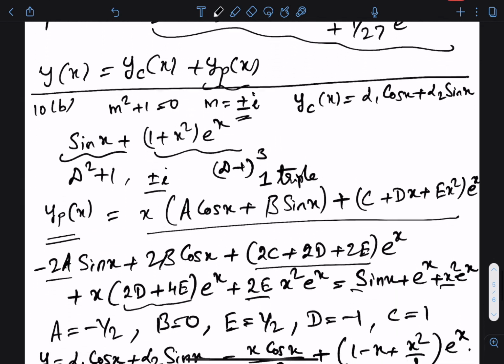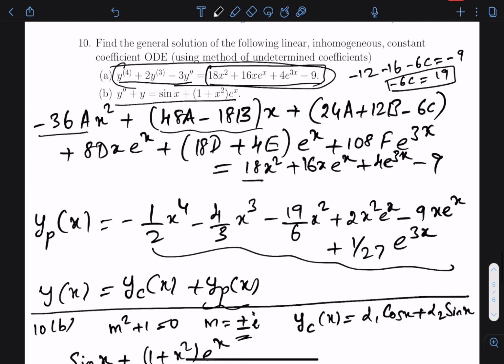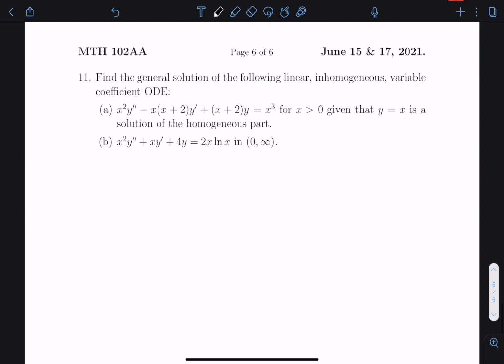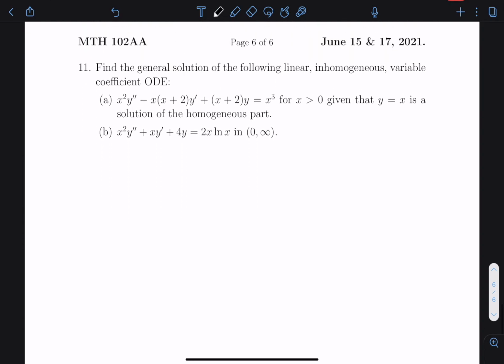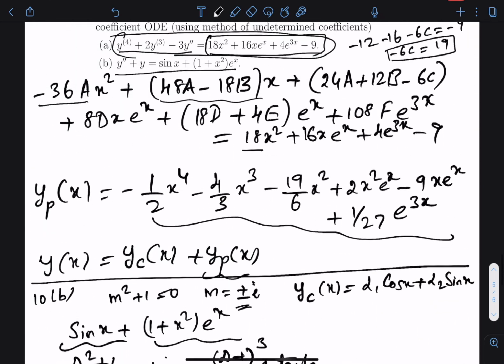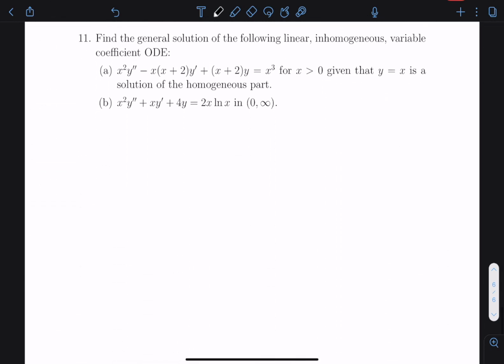Okay, beautiful. So now let's do the 11th problem. Again, we need to find the general solution of a linear inhomogeneous problem, but this time with variable coefficients. Okay, we have spoken about constant coefficients. This time we are going to do it for variable coefficients. So 11a.